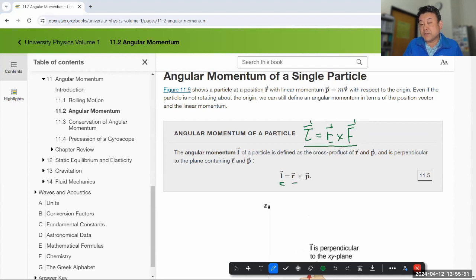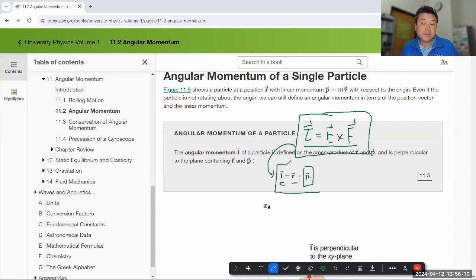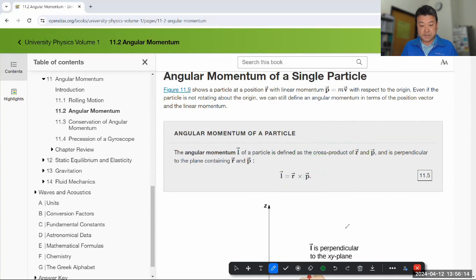This displacement vector here, cross product with the translational version of angular momentum, which is momentum. So once you know how one rotational quantity is defined, I think it's instructive to figure out how that's tied to defining a similar related quantity.